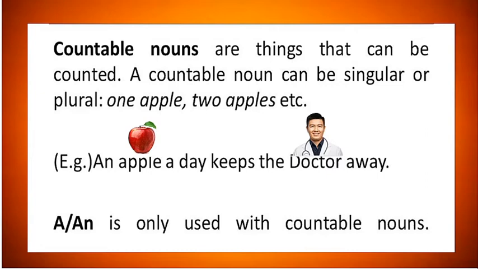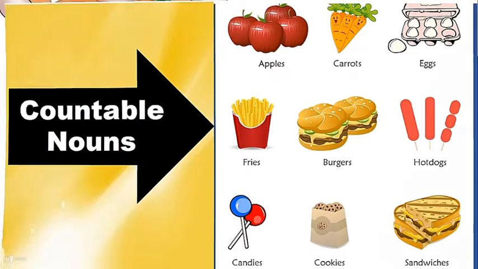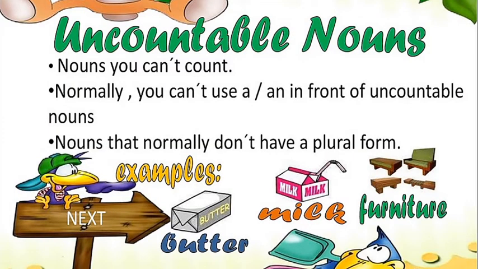Countable nouns are things that can be counted. A countable noun can be singular or plural. For example, 1 apple, 2 apples. On your screen are examples of countable nouns. Uncountable nouns are things you can't count. Normally, you can't put an article in front of an uncountable noun.